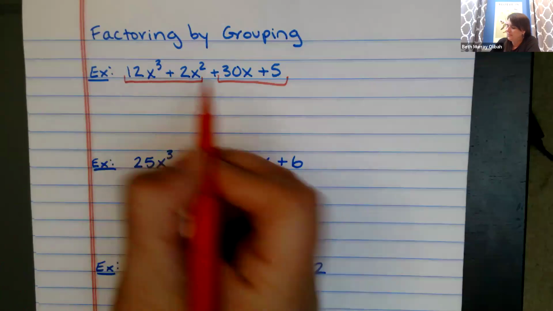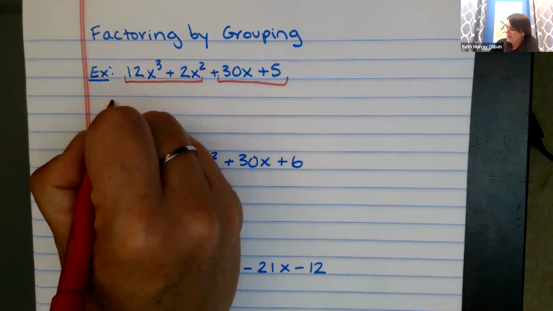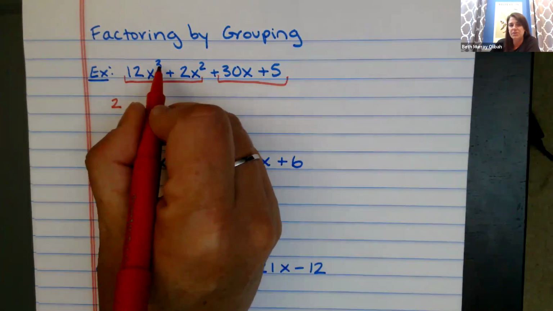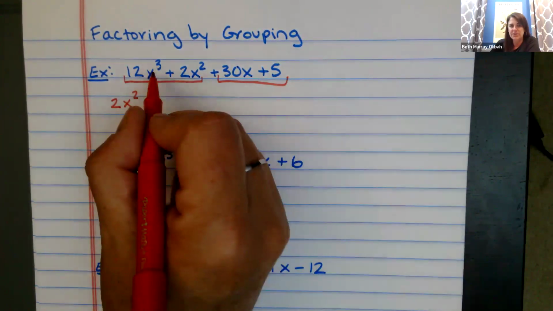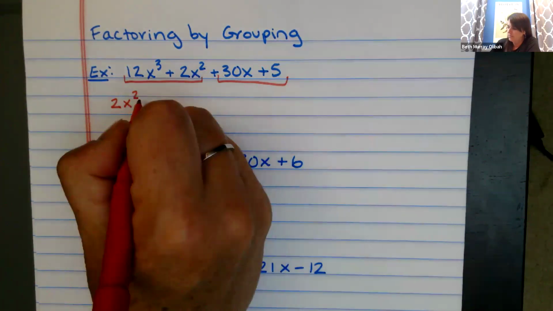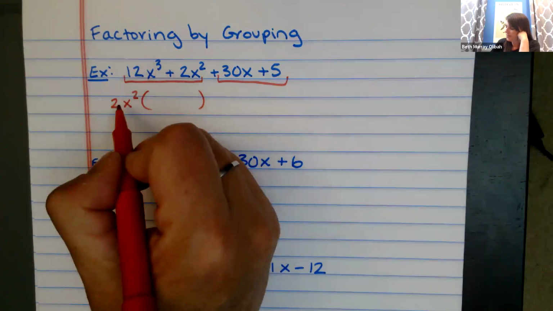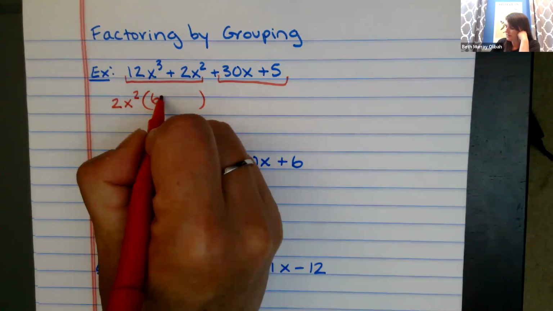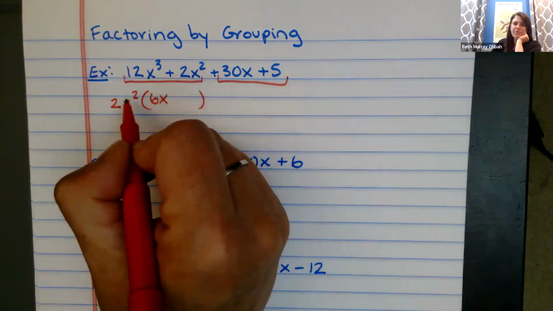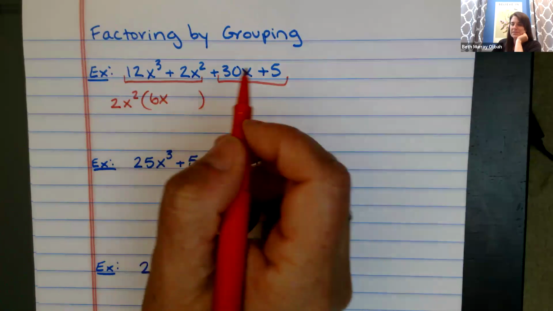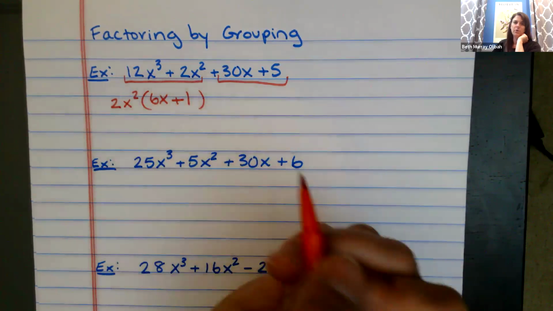So what can I take out of these first two? This is using the GCF, the greatest common factor. I can take out a 2, and since this has x to the third and this has x to the second, I can take out x to the second because you can always take out the lesser amount of variables. So what would that leave me with? Because that means divide. If I divided this by 2x to the second, I would get 6x. If I divided 2x to the second by itself, some people mess up and think that means nothing is left, but it's always a 1, right? Because when you divide something by itself, you get 1.